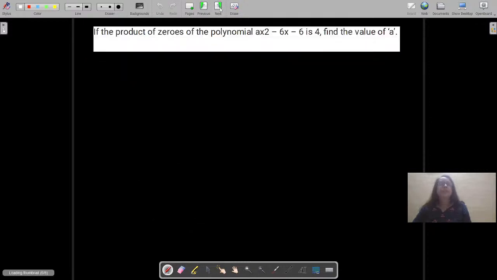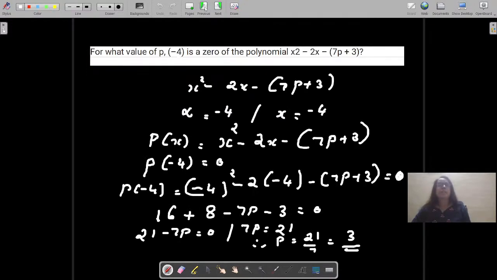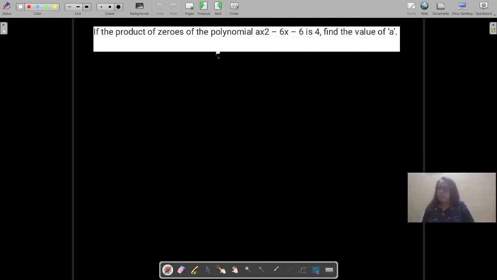So the next question is this one. Same way, find the value of a. x square, the product of zeros of the polynomial is 4, and this one x square minus 3x minus 2. I think this one is the same thing. No, it's minus 4, right? So this one, same as the question we solved, another type of question. That is the same type only, but another number has been given.